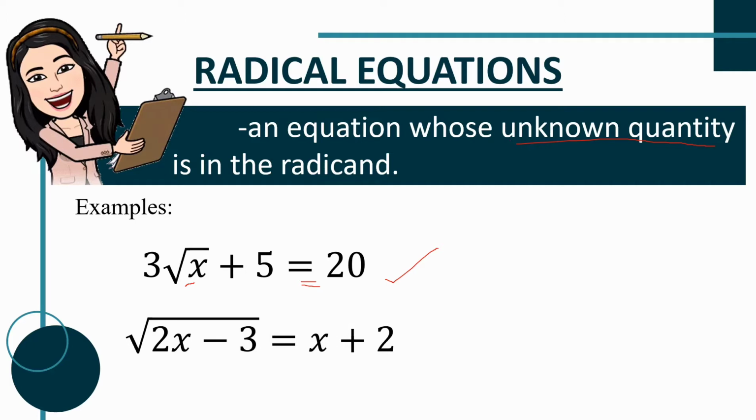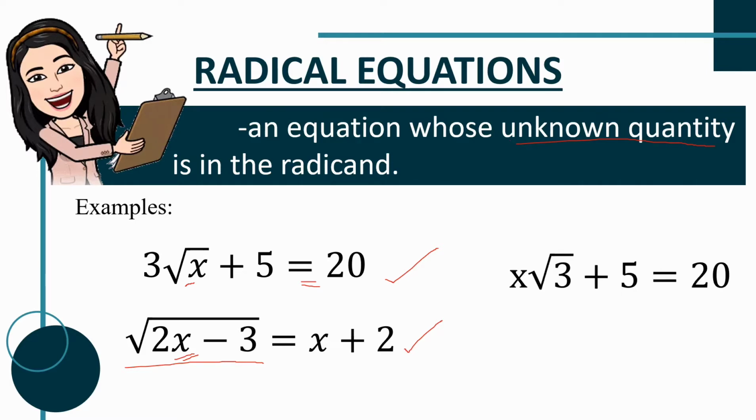Another example. We have square root of 2x minus 3 is equal to x plus 2. So here we have a radical expression which is square root of 2x minus 3. Since we know that the unknown quantity or the variable belongs to the radicand, therefore this is our radical equation. Or this is an example of a radical equation.